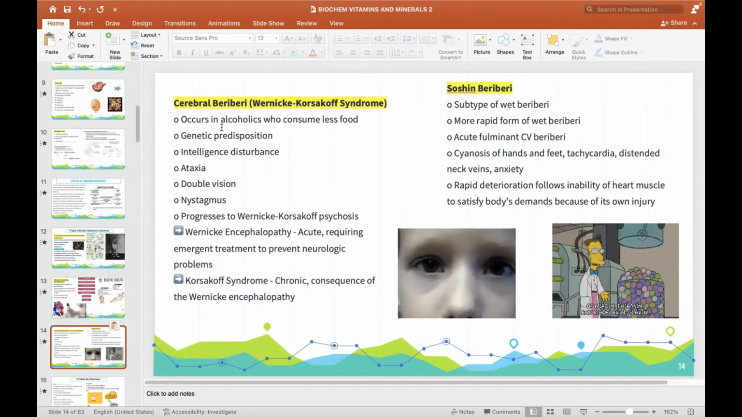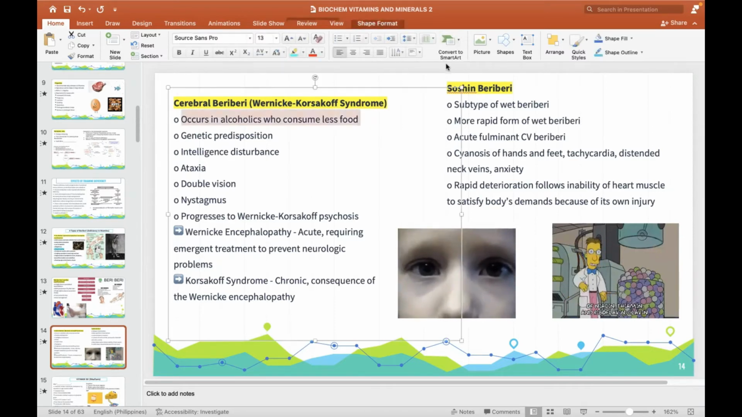Okay, so proceed na tayo sa other types of your beriberi. We have the cerebral beriberi or what we call the Wernicke-Korsakoff syndrome. Again, your cerebral beriberi is what we call the Wernicke-Korsakoff syndrome. It occurs in alcoholics who consume less food. Bigyan po natin ng emphasis yan.